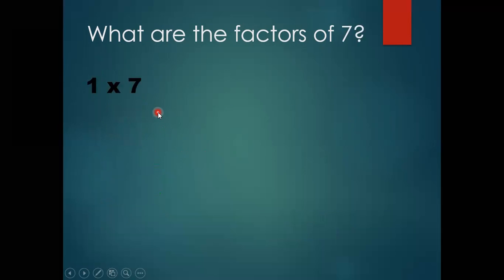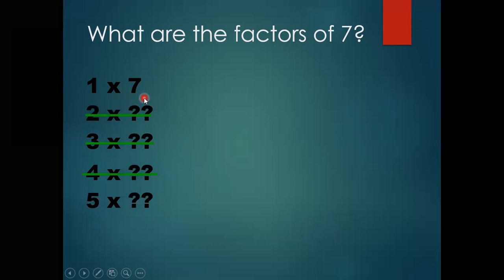Next, what are the factors of 7? For 7 we can write 1 multiplied by 7. And any other way? 2 multiplied by something, we will not get it, cross it out. 3, we will not get it, cross it out. 4 also we will not get, cross it out. And 5 multiplied by what is 7? We will not get it, cross. And 6 also we will not get, cross.